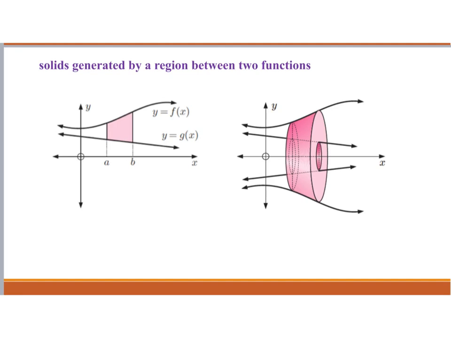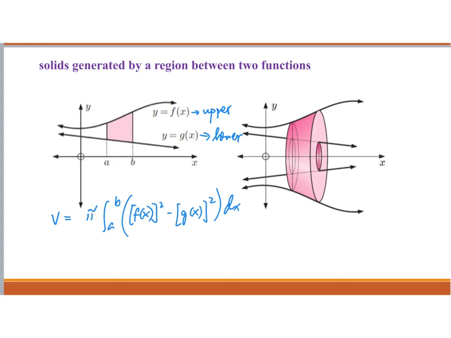And to find the volume of this figure, we are going to need to distinguish between the upper and lower functions. In this case, f of x is the upper function and g of x is the lower function. And to get the volume, the volume V will be pi times the integral from a to b of the upper function f of x squared minus g of x squared dx.